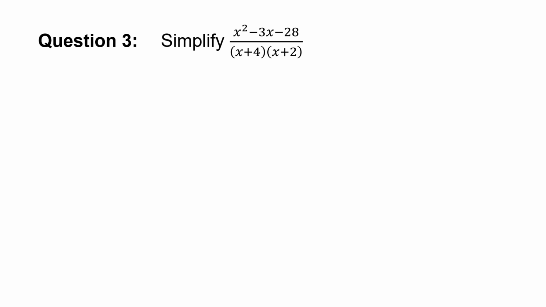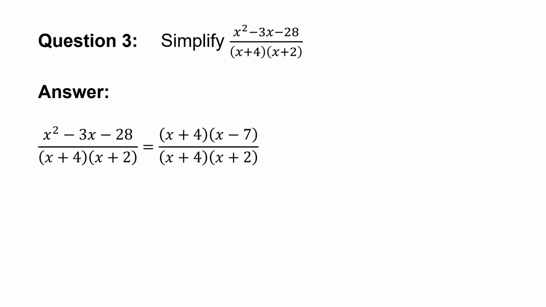So for this question, we can see in the numerator we have a quadratic, so we're going to want to go ahead and factorize that. This quadratic can be factorized as x plus 4 times x minus 7. Now we just need to simplify, so we can see that we've got this x plus 4 bracket in the numerator and the denominator. So we're going to go ahead and cancel those out, and our answer is going to be x minus 7 over x plus 2.